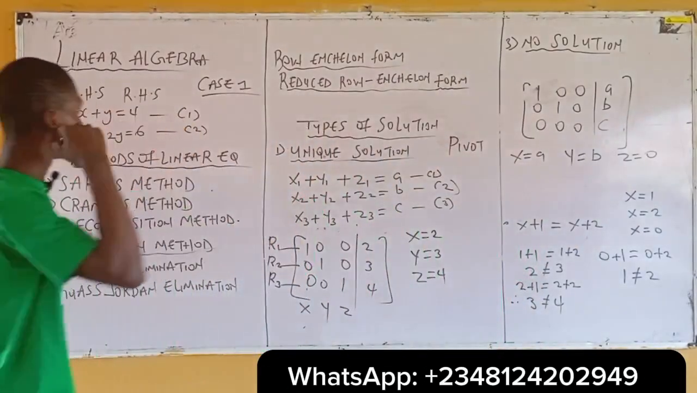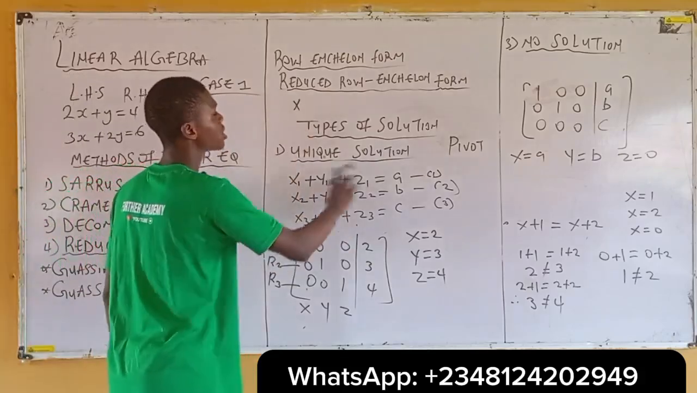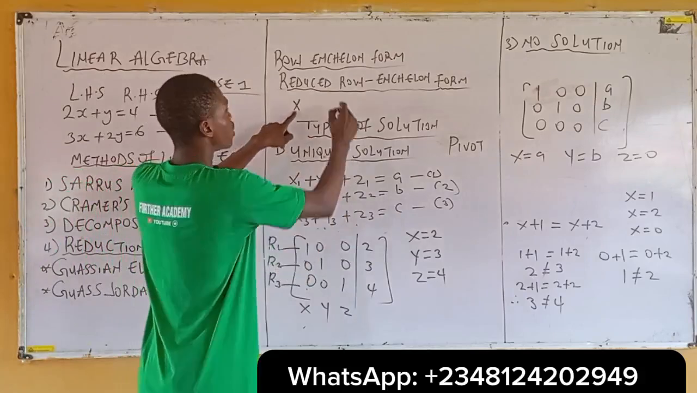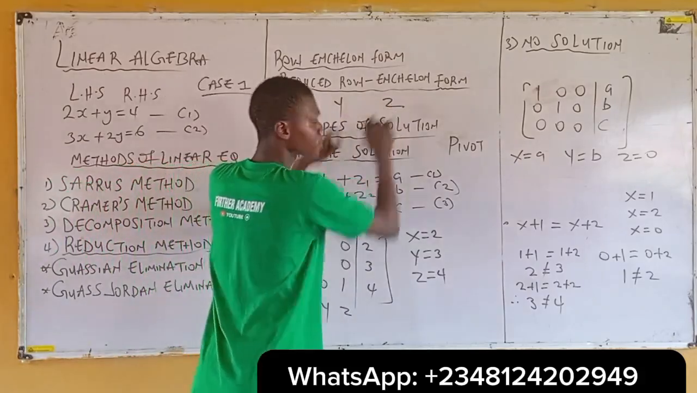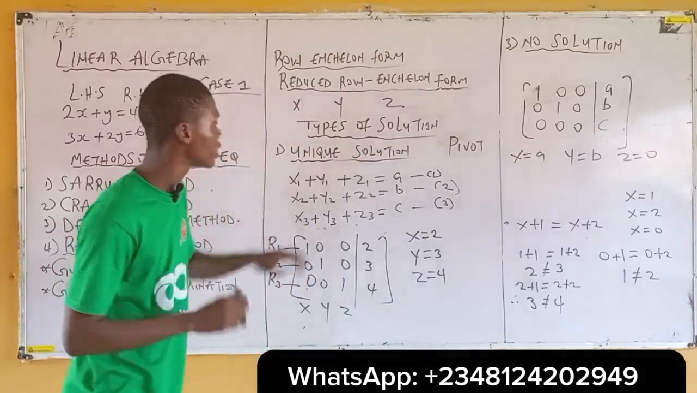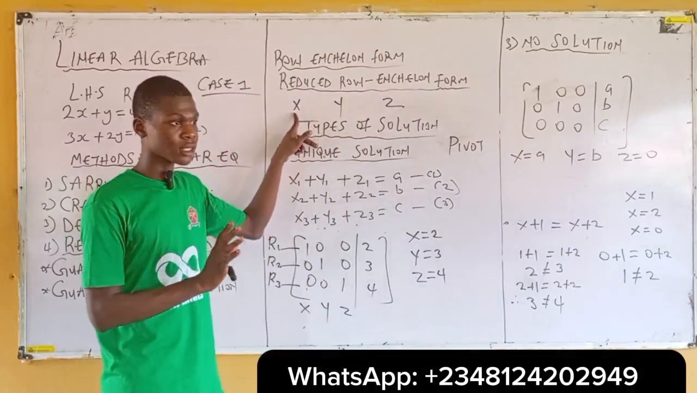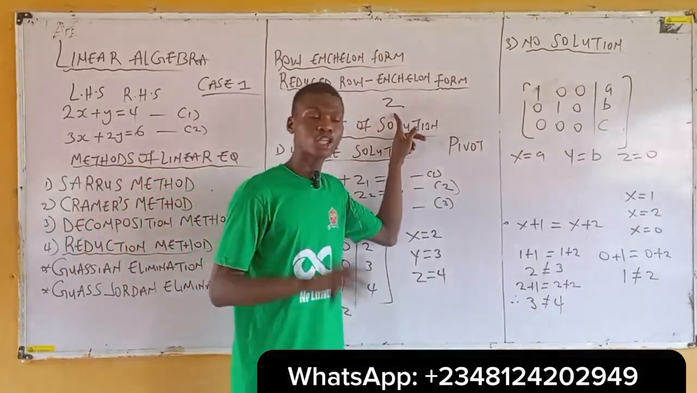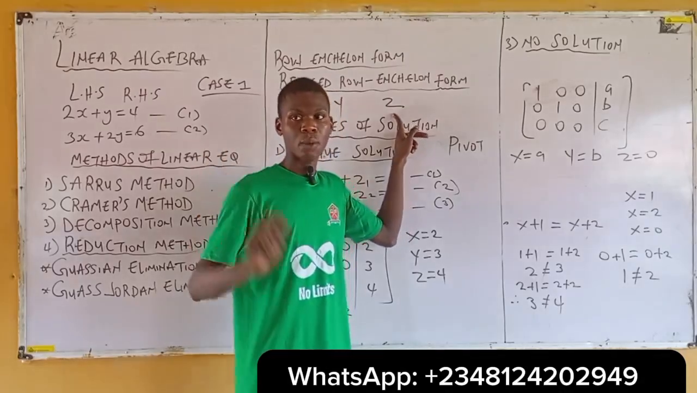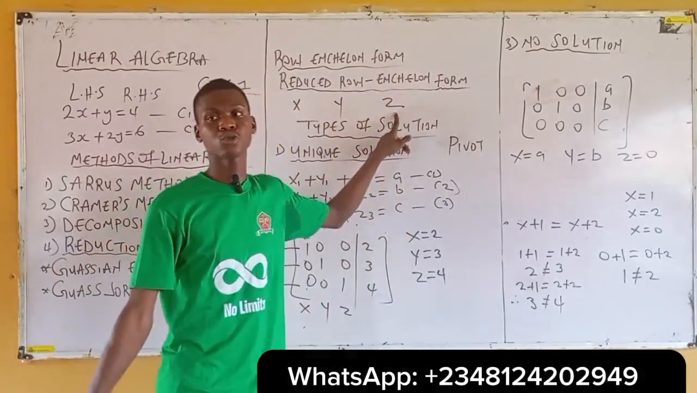Now, by unique solution, we said x, okay? Considering this system of linear equations, we have x, y, z. For a unique solution, this x has a distinct value, this y also has a distinct value, and this z also has a distinct value. Meaning, it makes that system of linear equations a consistent system.